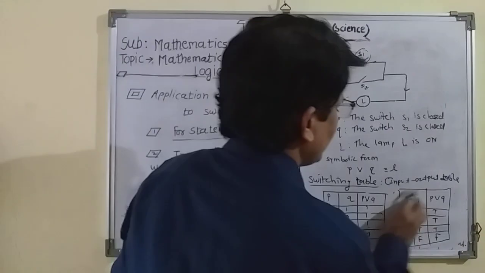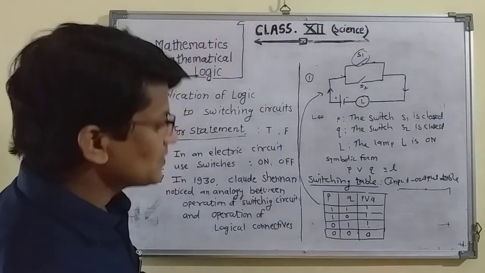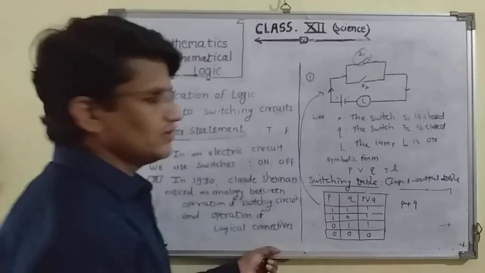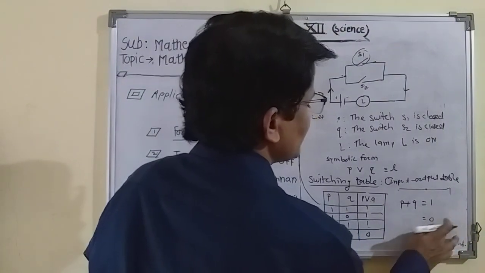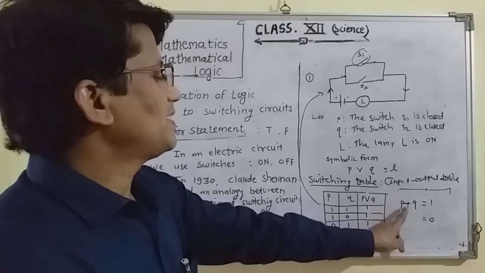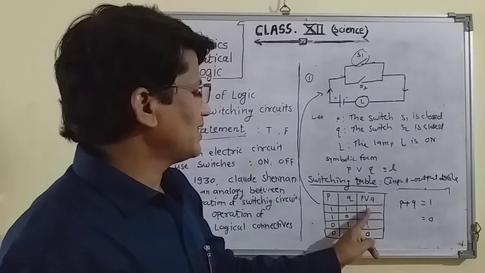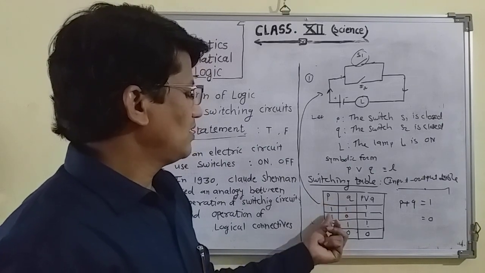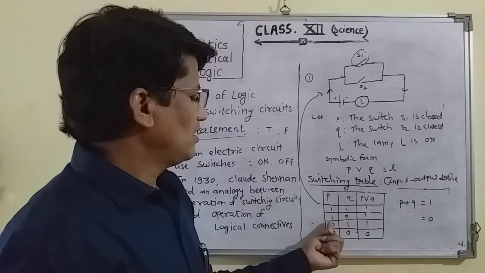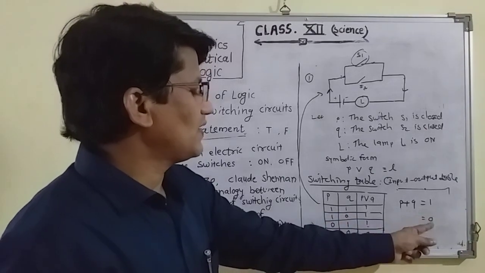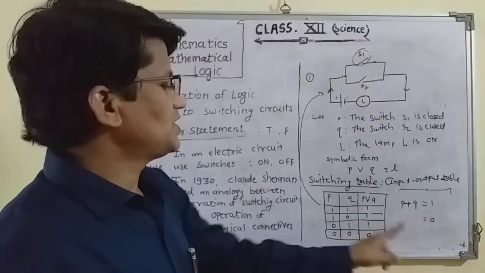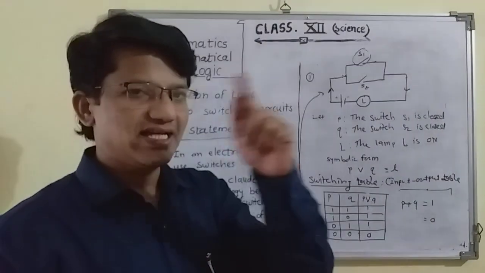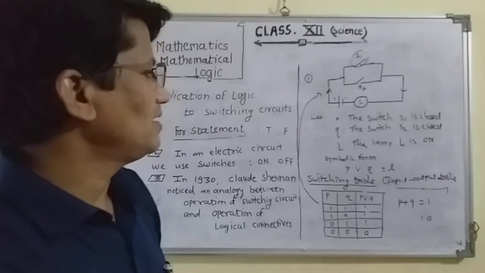Okay. And here in mathematical logic we can also use, instead of or, plus. P plus Q, answer will be 1 or 0. This is the main important point. For 1, both are closed, or one closed and the other open, or one is open and the other is closed. And for 0, both are open, current does not flow. Thus we have seen the 2 arrangements, the series arrangement and the parallel arrangement for the switches.